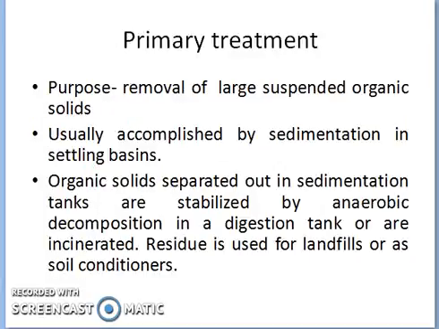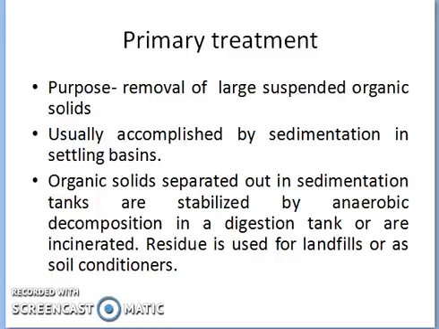Now let us see the primary treatment. Primary treatment consists in removing large suspended organic solids, and this is usually accomplished by sedimentation in settling basins. The liquid effluent from primary treatment often contains a large amount of suspended organic material, and it has a high BOD, that is about 60% of the original.